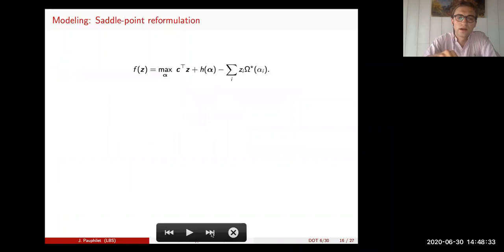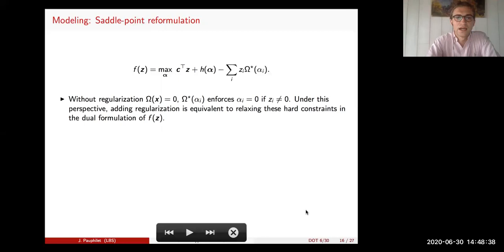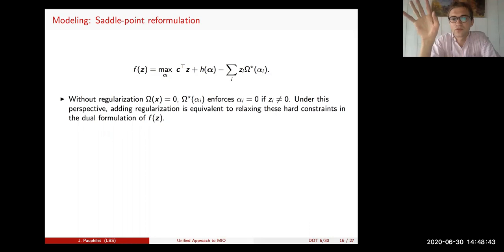So a few comments on that result. In this reformulation of f of z, first, an interesting observation is what happens if you don't regularize. So what happens if omega of x equals zero? Then you see that alpha star, the thing that appears in the maximization, would enforce alpha_i, the dual variable, to be zero whenever z_i is not zero. That's just kind of Slater's condition of the logical constraint. So with this in mind, regularization is really just a way to impose those constraints in a soft way. Instead of having hard constraints, alpha equals zero whenever z_i is non-zero, you have it as a soft penalty in the objective by multiplying z_i by alpha star of alpha_i.